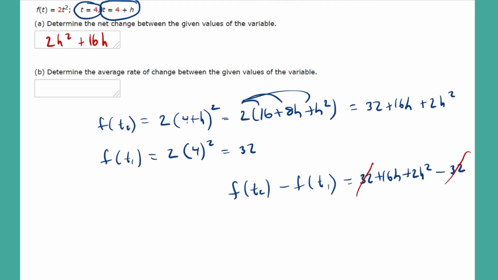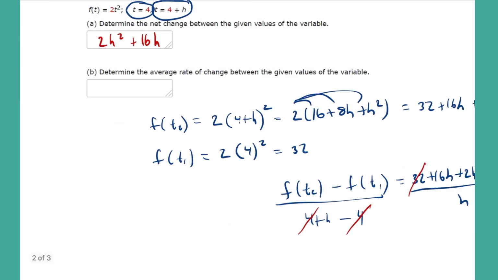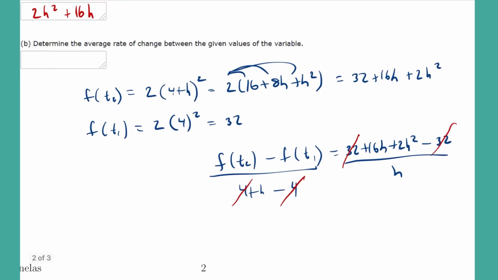All right, and then remember the average rate of change is just that divided by the difference in the t's. So 4 plus h minus 4. And there you get cancellation as well. So you're just going to get the denominator to be h because of the 4's that cancel out. So that's going to be it.